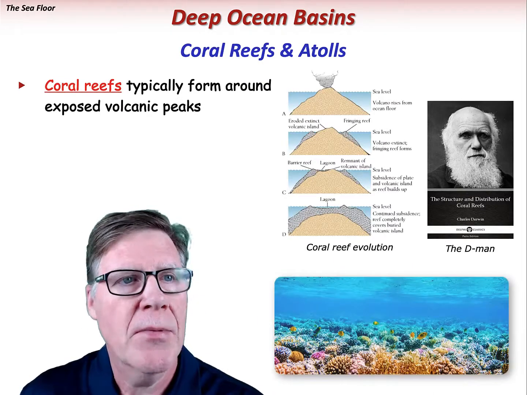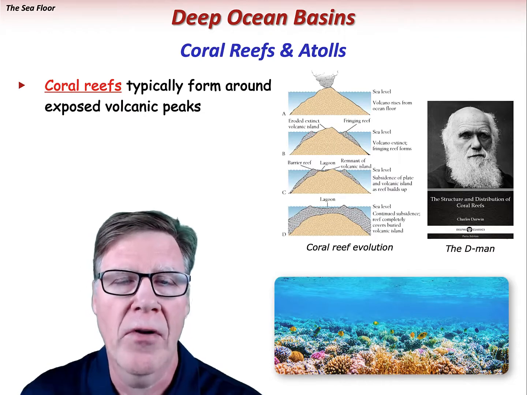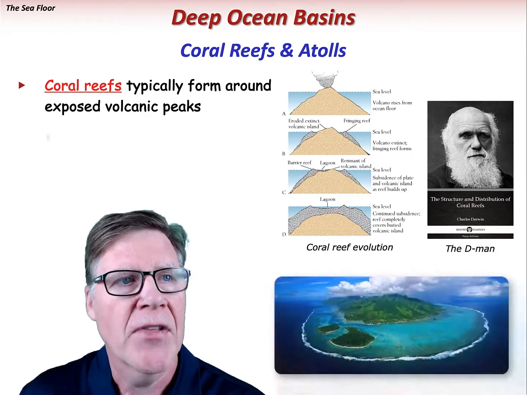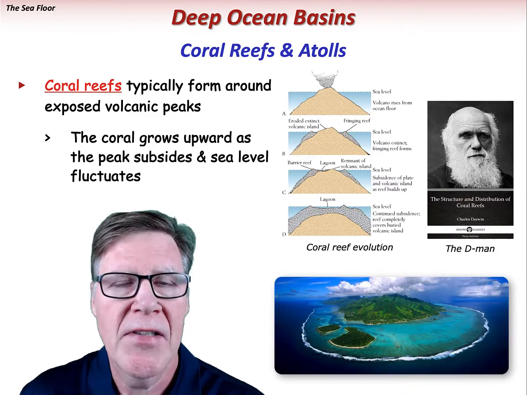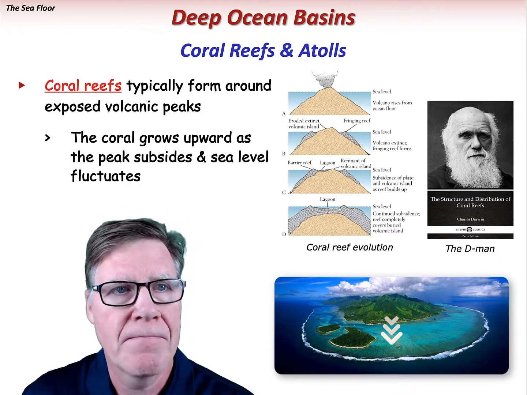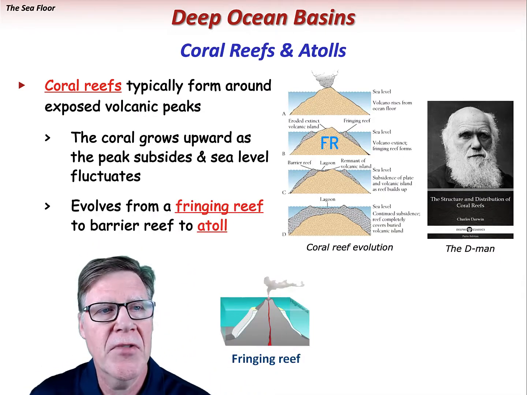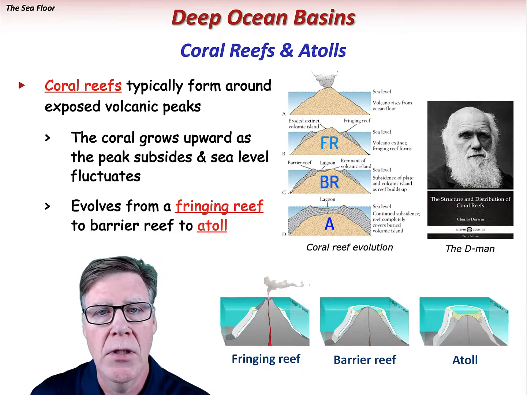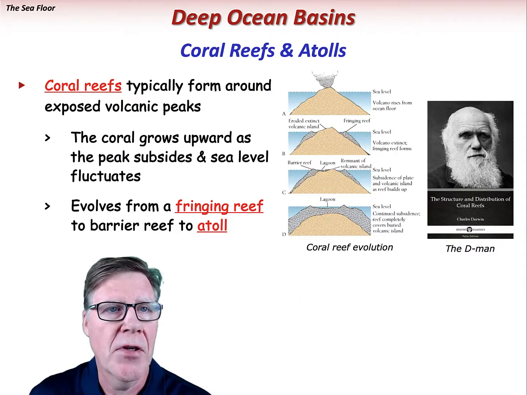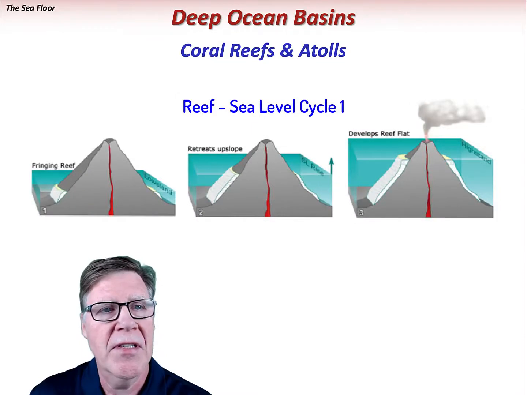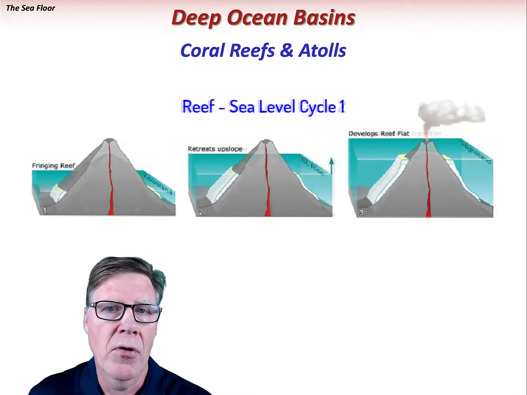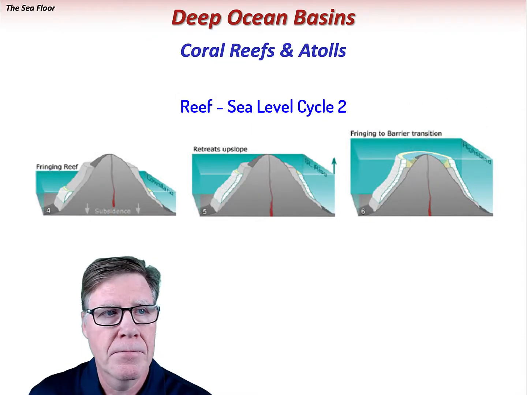Coral reefs typically form in the shallow water around volcanic islands. Over time, the coral grows upward as the island slowly subsides, evolving from a fringing reef to barrier reef to atoll. Recent studies have shown that glacial, interglacial sea level changes also play a role in reef development.